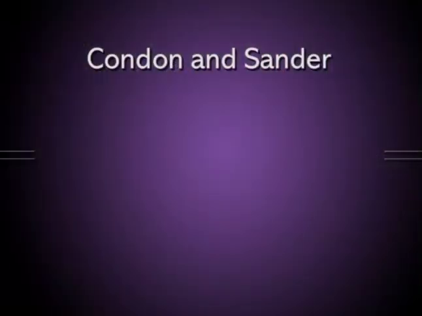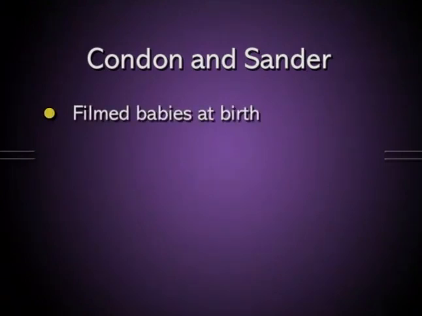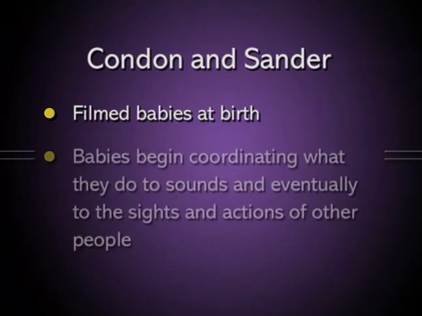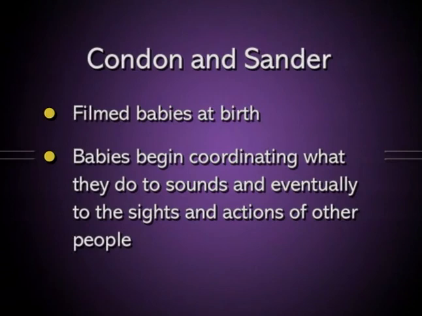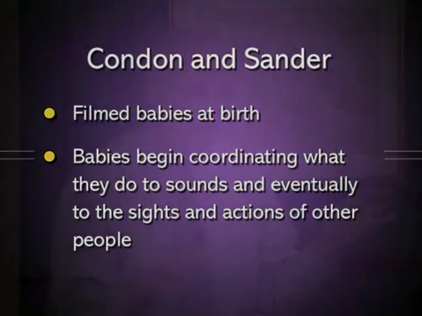Condon and Sander were two researchers that filmed babies right at birth. And what they found was, even at birth, babies begin coordinating what they do to sounds and eventually to the sights and actions of other people. So for example, if they played music for a newborn baby, the baby might listen, but the baby wouldn't coordinate his or her actions to that music. If they played human speech, human sounds for that baby, the baby would coordinate the movements, the turning, the actions in coordination with this human speech.